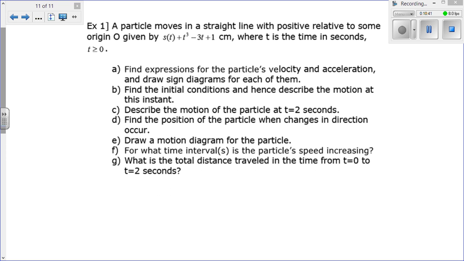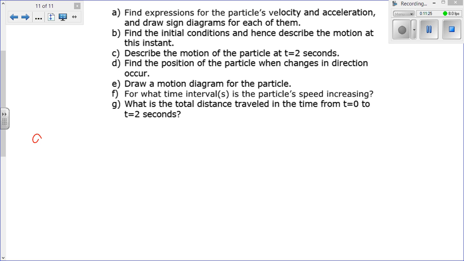So what exactly does all that crazy stuff mean? Well, let's try a problem. A particle moves in a straight line with position relative to some origin O, given by s of t equals t cubed minus 3t plus 1 centimeters, where t is the time in seconds, and t is greater than or equal to 0. Find expressions for the particle's velocity and acceleration and draw sign diagrams for each of them.